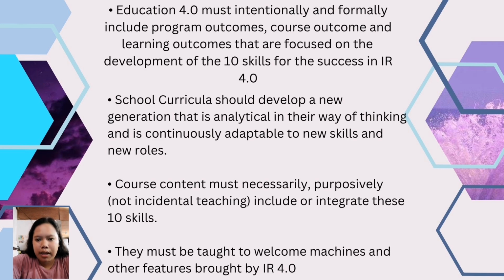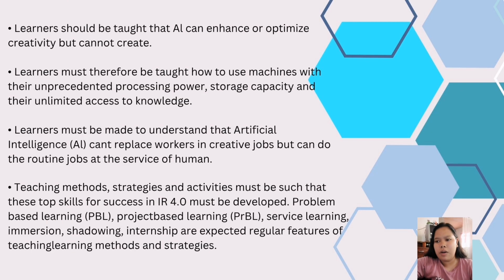The fourth bullet is instead of fearing automation, robotics, or AI, learners should be encouraged to embrace these technologies. Education should instill a positive mindset towards collaboration with machines. In the fifth bullet, students must understand that while AI can support and boost human creativity, it lacks the originality and emotional depth of human thought. They should use AI as a tool, not as a replacement for creative thinking.